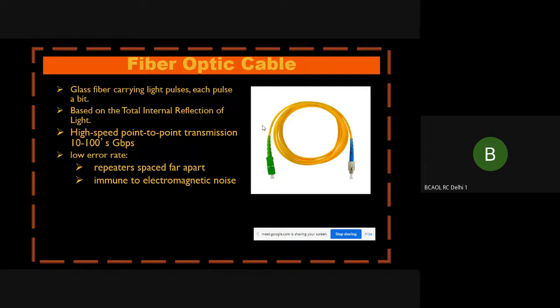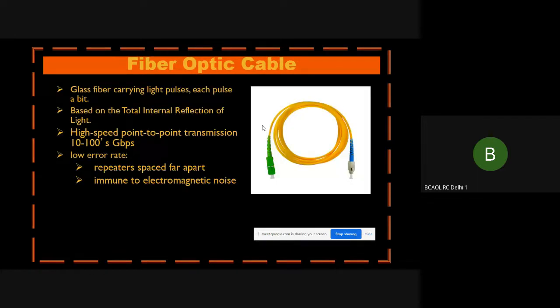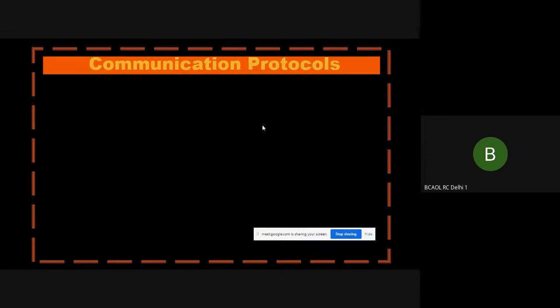Immune to electromagnetic noise also, right? So the noise problem is also not there, and not so much attenuation in your fiber optic. This is laid generally underground. Above this glass fiber, a plastic cover wire is also put. So that is your fiber optic. Nowadays, generally ISPs give fiber optic cables for broadband.